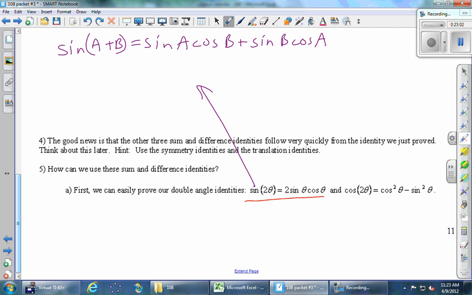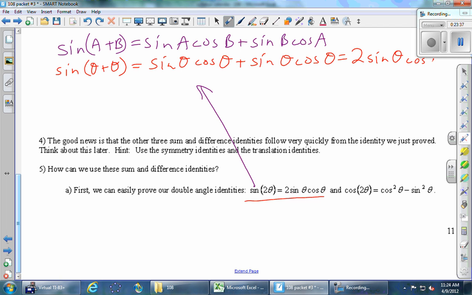I'm trying to figure out what sine of 2 theta is. What should I replace A and B with in that top left? Theta plus theta. Do you see it? You can get a sine of 2 theta by just calling both of these guys thetas. Got it? That's now sine of 2 theta. So all we have to do is replace everybody here with theta. So let's see. Sine theta cosine theta plus sine of theta cosine of theta. So that's really 2 sine theta cosine theta. And there you go. We just proved the double angle formula for sine.